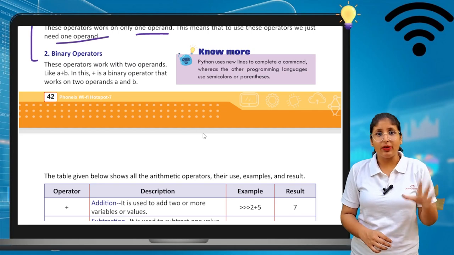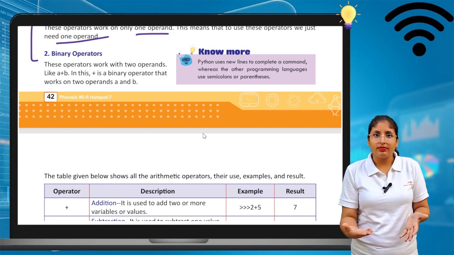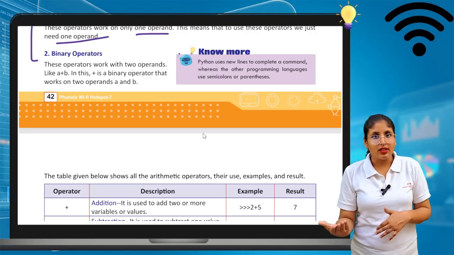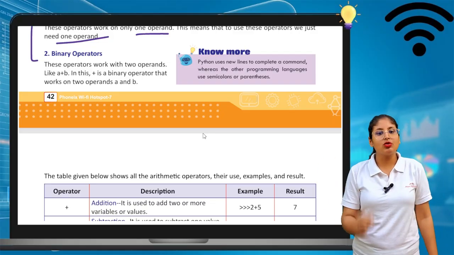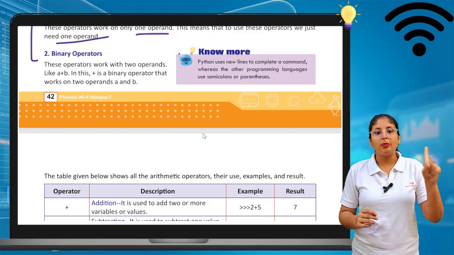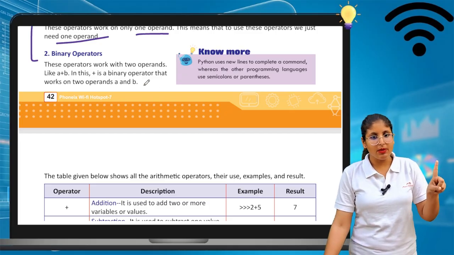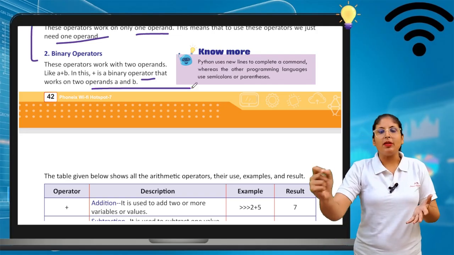Like in the first chapter, we read, right? What is binary? What is decimal? What is octal? Yes, so binary means two. So the operators work with two operands like a plus b. In this, plus is a binary operator because it is a symbol, so it is the operator, and a and b are the operands. Okay, so we are adding a plus b, means 2 plus 4.